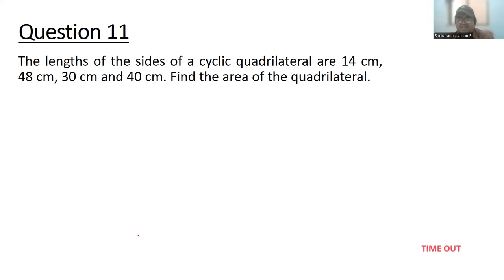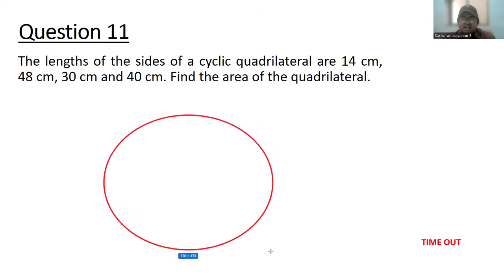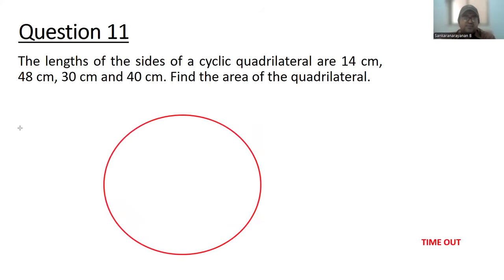Okay, time out. I can attempt the question in two different ways. Both the methods I shall explain. First, I shall draw the cyclic quadrilateral here. The lengths of the sides of the cyclic quadrilateral are 14, 48, 30, and 40. That's what is given.